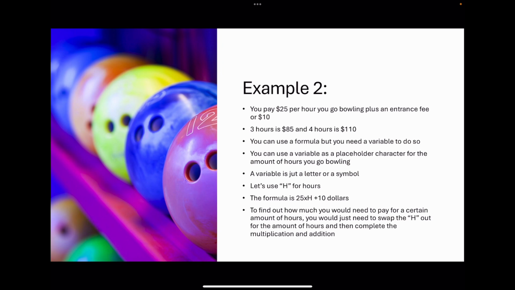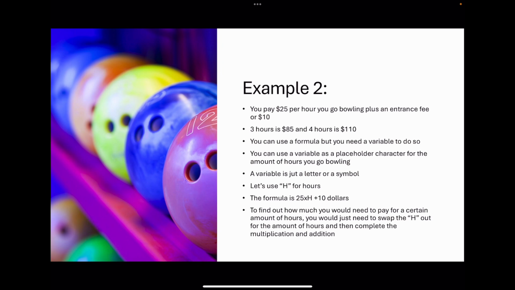Example 2. Let's say you want to go bowling, and the price is $25 per hour, but also $10 of an entrance fee. So that means that if you bowl for 3 hours, you have to pay $85, and if you bowl for 4 hours, you have to pay $110. You can use a formula, but you need a variable.